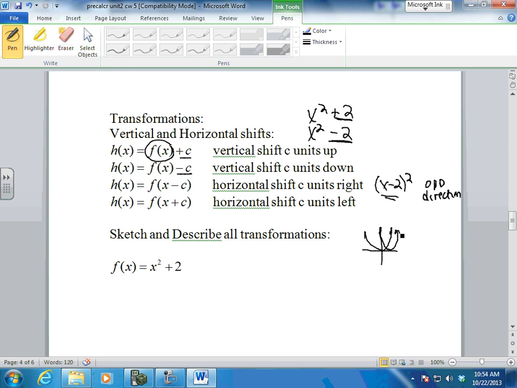We have to look for any effect on your domain. But in some cases, if your domain is all real numbers, it won't affect it. If it's a squaring one, it will have an effect. So these are what we're going to be looking at.